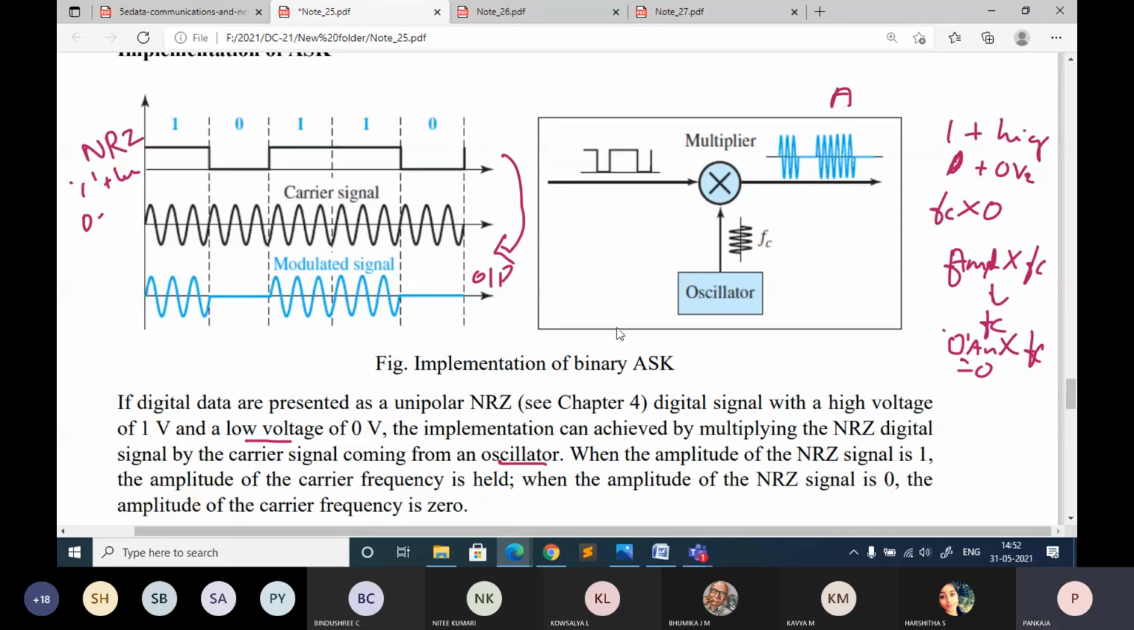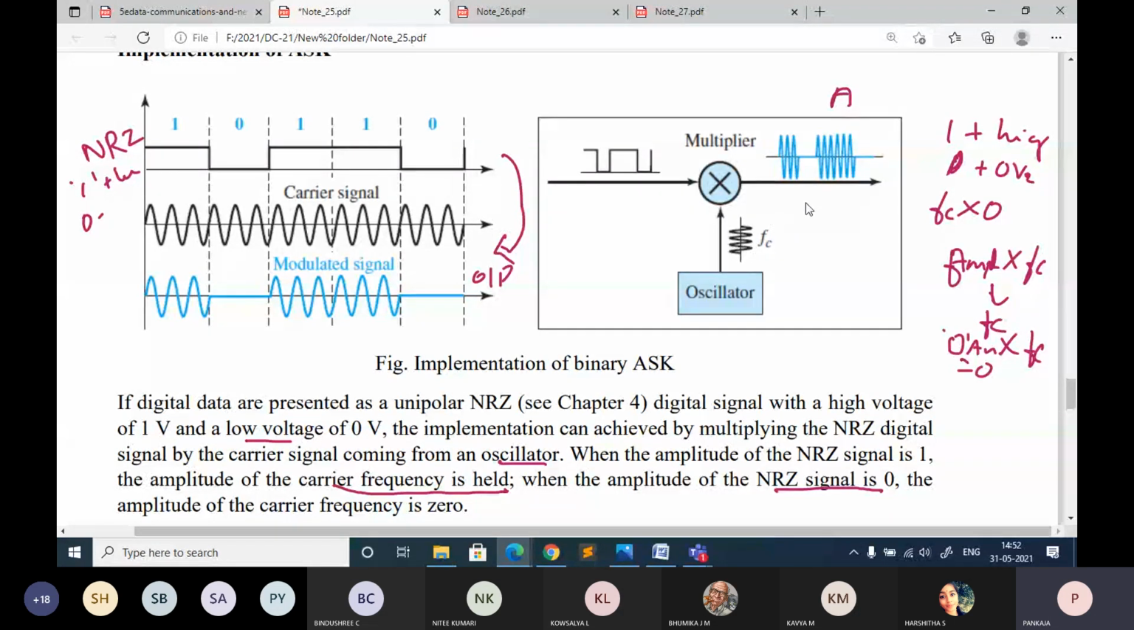In that case, when the amplitude of the NRZ signal is 1, the amplitude of the carrier frequency signal is held. That means whatever the amplitude of this particular carrier signal is, it will be retained. In case the amplitude of the NRZ signal is 0, you can see this is 0, then the amplitude of the carrier frequency is set to 0. I think this is quite simple to understand. There is nothing complex.